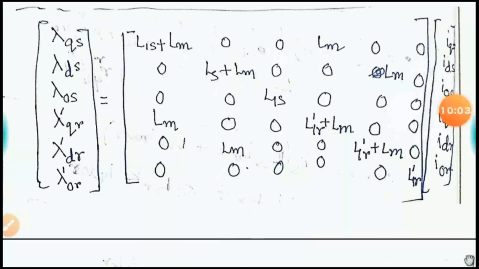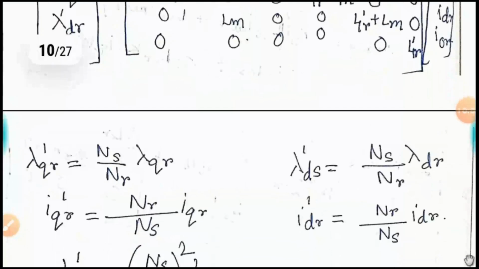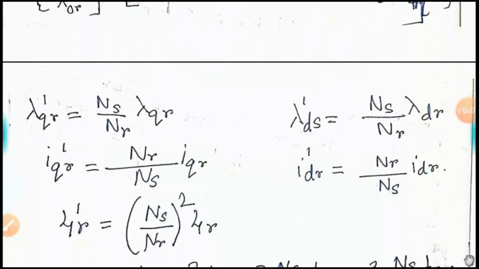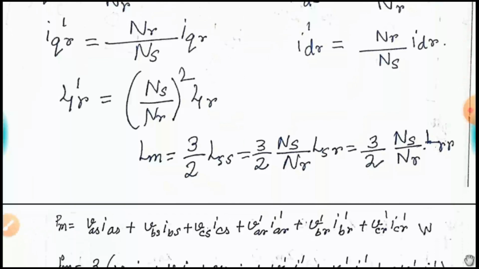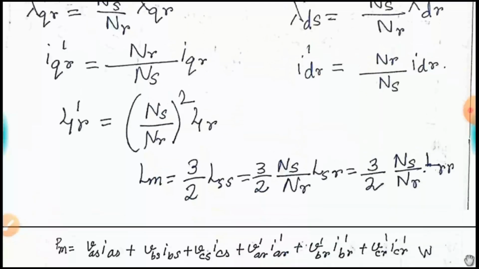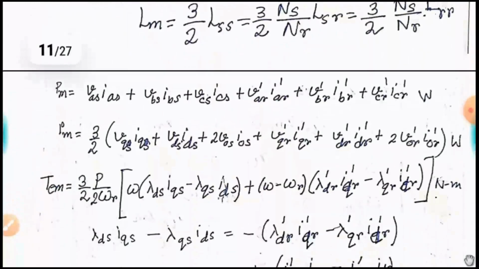Please incorporate this in your analysis. Please consider them. So just by using the simple transformer relation, we can have all these transformations, and here we can see how LM is equal to 3 by 2 LSSS, and all this formula you can understand, and I'm not interested in the formula.